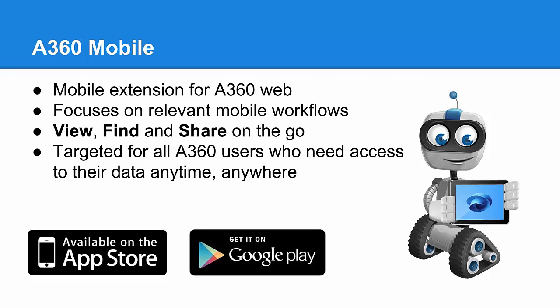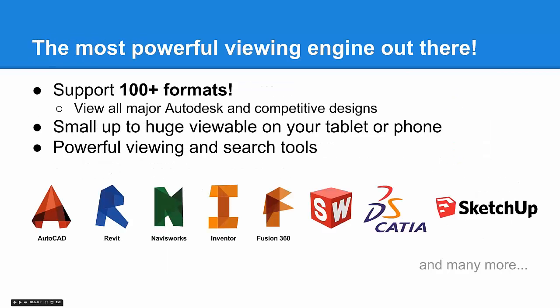So first of all, what is A360 Mobile? A360 Mobile is actually a mobile extension for A360 Web, which you probably know. The mobile app really focuses on relevant mobile workflows while you're on site, while you're on the go. You can get updates and be notified for everything going on your project and on your data. So basically, you can view, find, and share on the go.